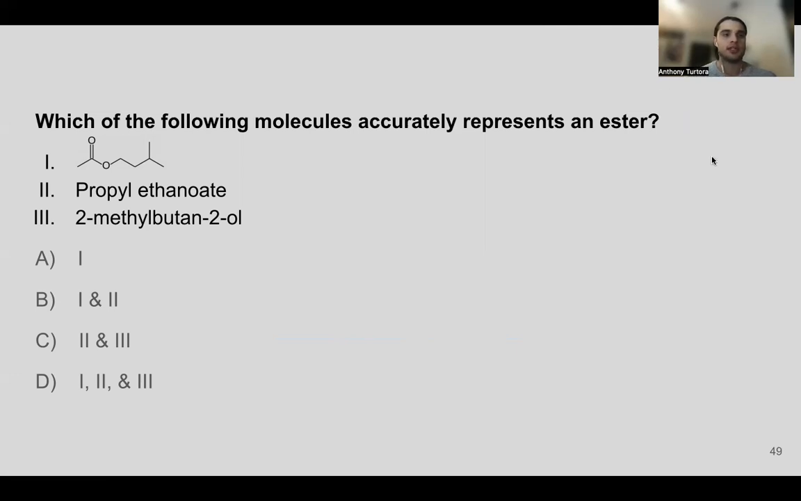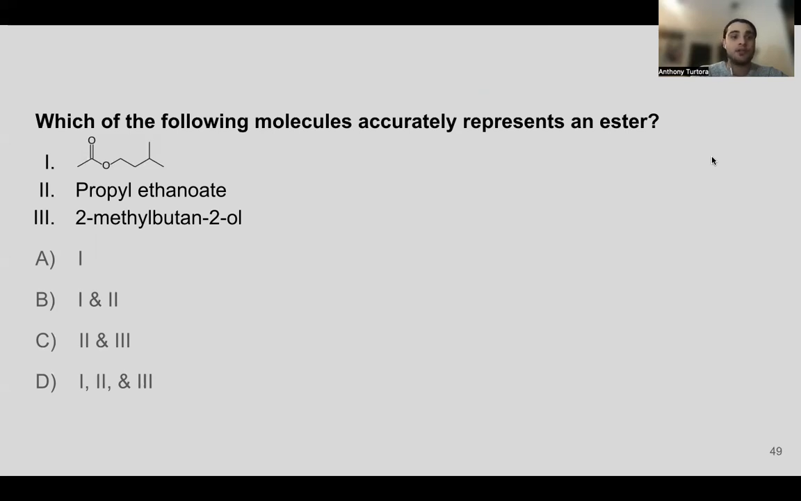This question states, which of the following molecules accurately represent an ester? Looking at a Roman numeral question here, we will look at the one that appears exactly 2 times. There's not one specifically, as I have 3 here that appear twice. So let's look at that one first.